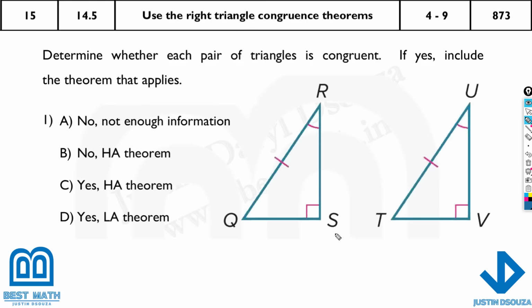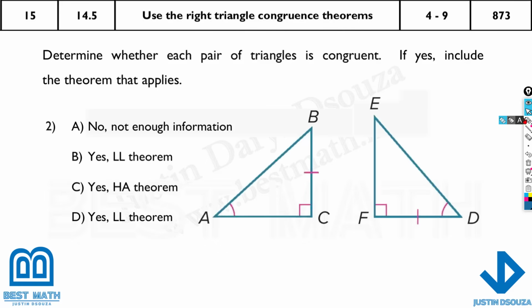Let's see what we know. This is a right angle triangle, right angle triangle. They're aligned properly. This is the upper angle. This and this are equal. Yes, the hypotenuse is also equal. So we can see the hypotenuse and that angle are equal. So yes, it's the HA theorem, that is congruent. That's it. And what about this one here?